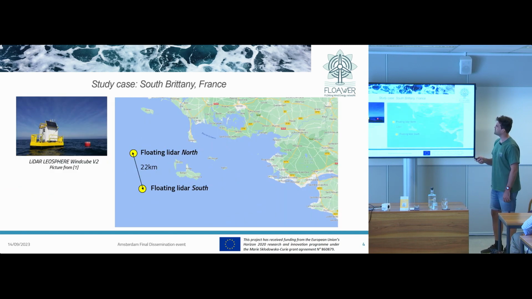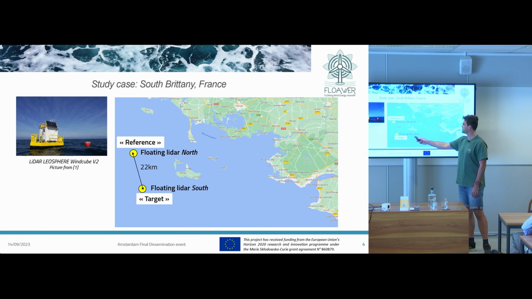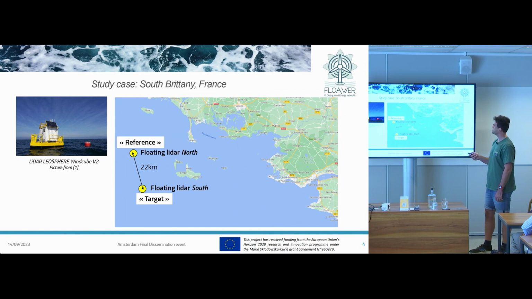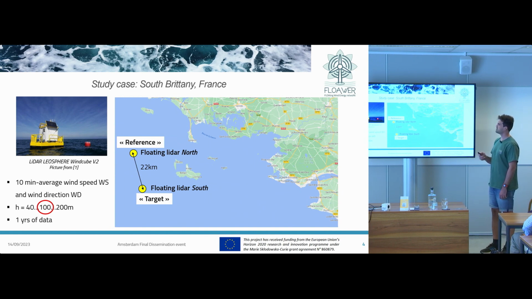The 2 LiDARs are Leosphere WindCube version 2. To be more generic in the study, I will call the north LiDAR the reference, and the south one the target, when I speak about the results. They both measure the 10-minute average wind speed and wind direction at different heights, from 40 to 200 meters every 20 meters. And I will use the data at 100 meters for this study. They both measured for 1 year, so I have concurrent data for both stations during 1 year.